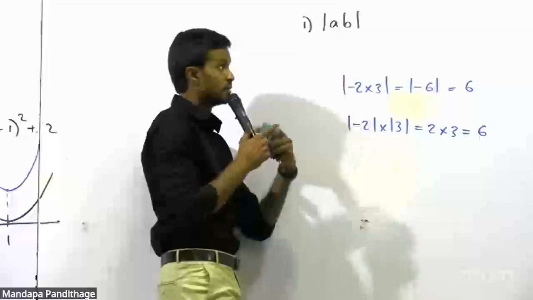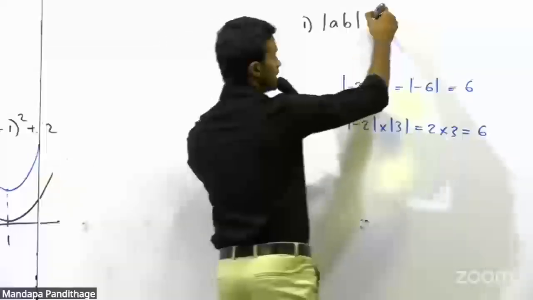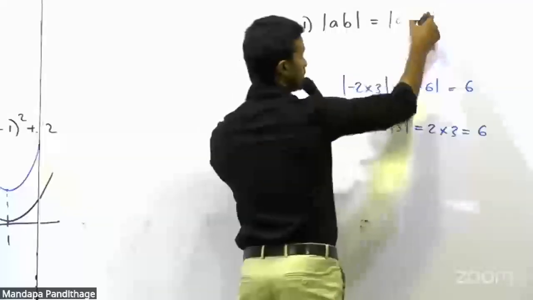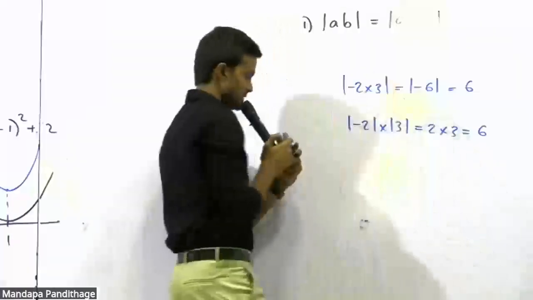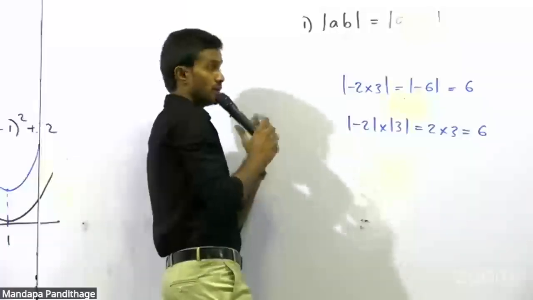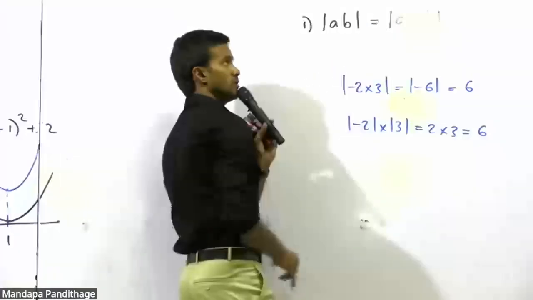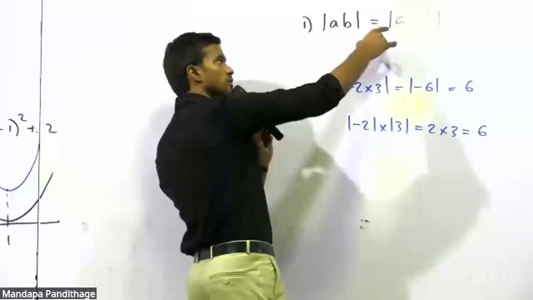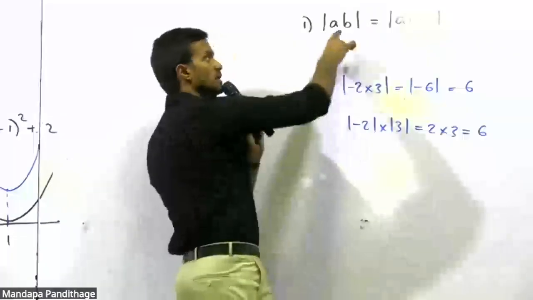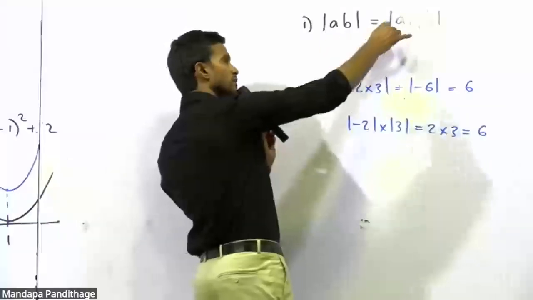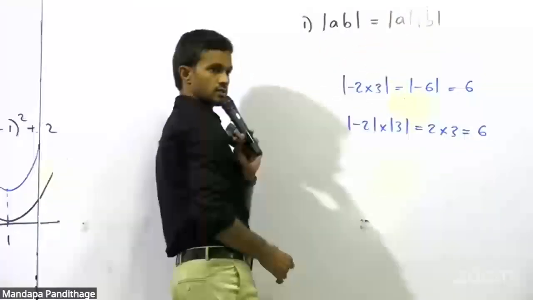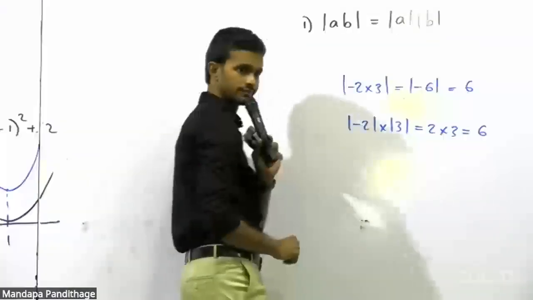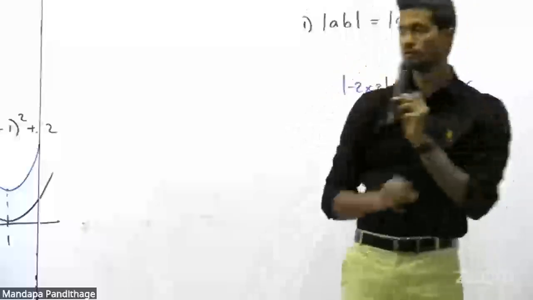So when we have a product inside the modulus, it can be split into two moduli: modulus AB is equal to modulus A into modulus B, which means the modulus of a product is equal to the product of the moduli. The modulus of a product is equal to the product of the modulus functions. Clear? Okay, so write number 1 using a normal pen.